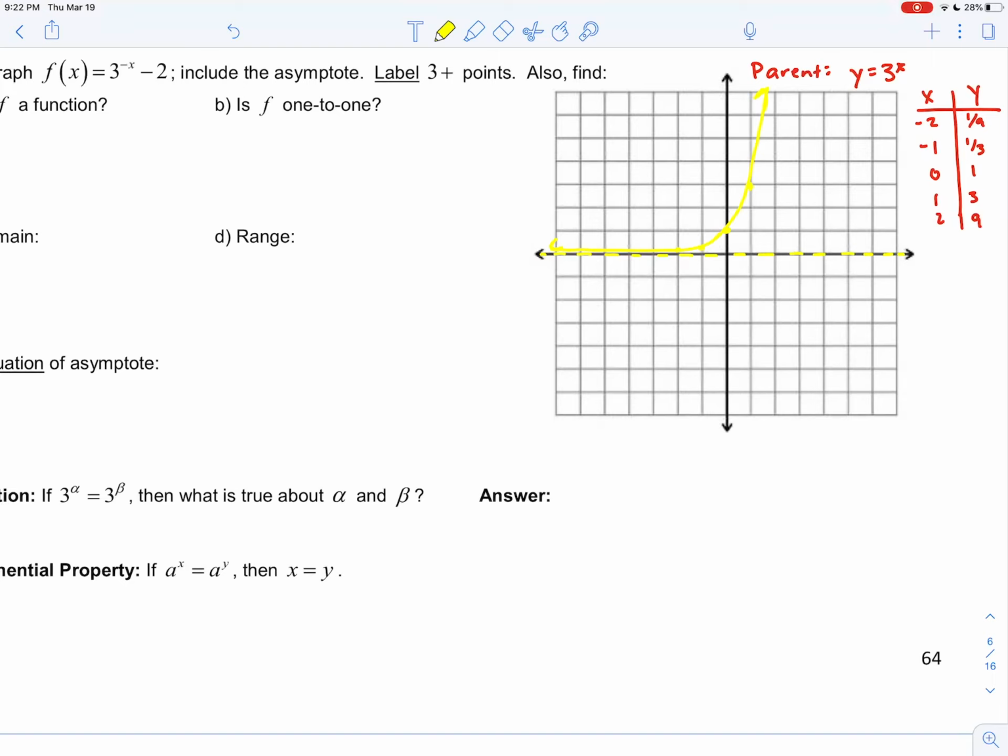And now that I have my parent done, I'm going to go ahead and apply the transformations. The first transformation I'm going to do is this minus sign right here. A minus sign multiplied by the x indicates the change in sign of all the x values. In other words, it flips the entire graph over the y-axis, or reflects it over the y-axis. So the y-intercept will stay the same. The other points will all have a change in sign of their x values. So instead of 1, 3, we get negative 1, 3. Instead of negative 1, 1/3, we get 1, 1/3. So the entire graph just gets reflected over the y-axis like this.